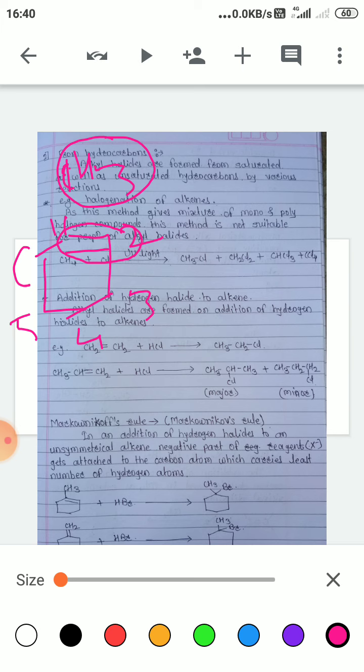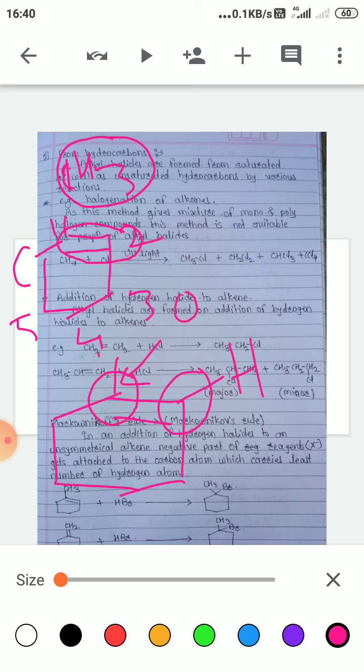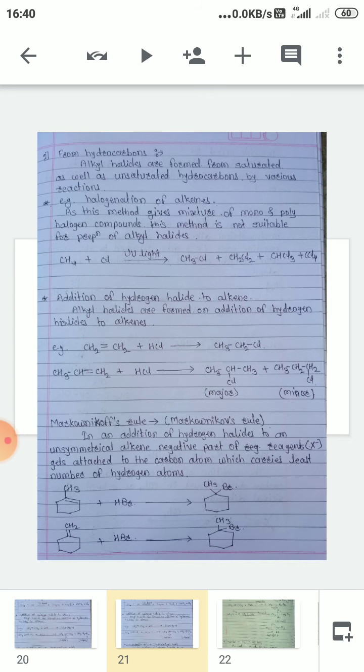Here at first position all four valencies of the carbon atom are satisfied, and this carbon atom contains one hydrogen. As carbon 1 contains 0 hydrogen and carbon 2 contains 1 hydrogen, carbon 1 carries the least number of hydrogen atoms, and therefore the bromine atom gets attached to carbon number 1 instead of carbon number 2. We'll see the next example.